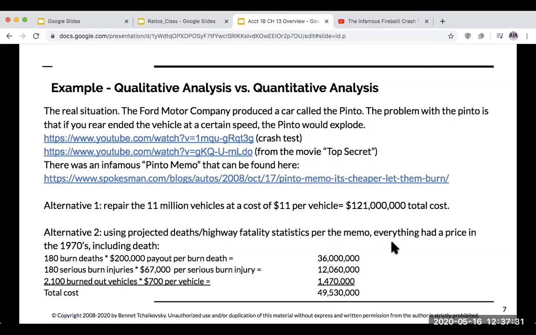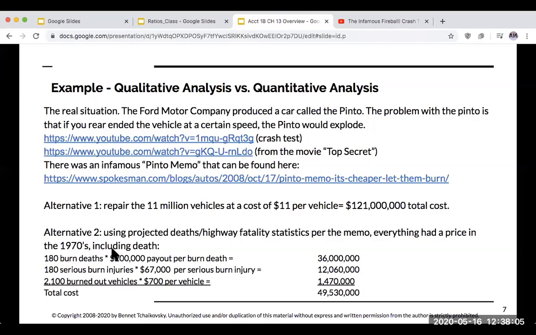So Ford said to themselves, okay, we can repair the 11 million vehicles this related to at a cost of $11 per vehicle, we can spend 121 million. Or what we can say is "Burn, Baby, Burn," which is a famous disco song from the 1970s. And what they said was, okay, we're going to look at highway statistics and how many people would die as a result of owning this car.